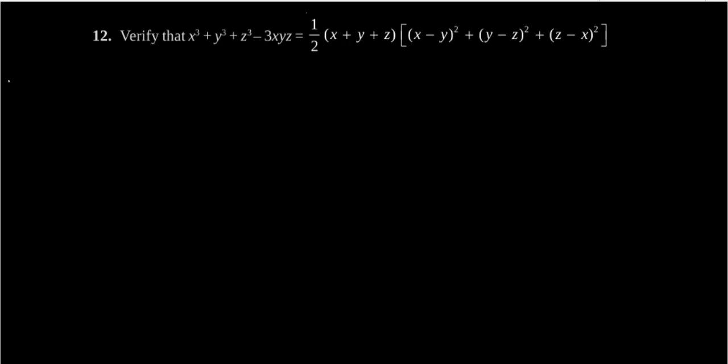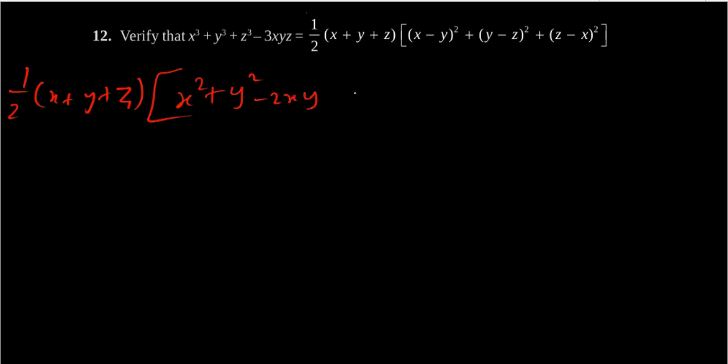So this half of x plus y plus z we will keep as it is, and multiply the inner brackets only. The first term is (x minus y) the whole square. It is x square plus y square minus 2xy. The second one is y square plus z square minus 2yz. The last term is z square plus x square minus 2xz.